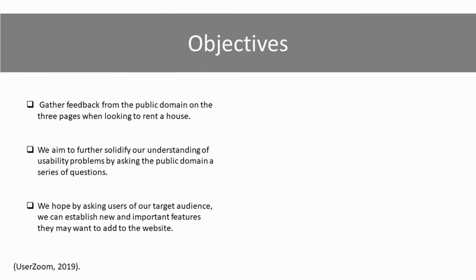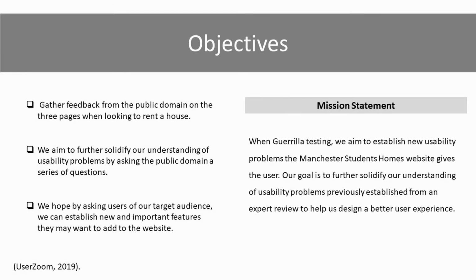When guerrilla testing, we developed a set of objectives. We aim to gather constructive feedback from the public domain on our 3-page scope when looking to rent a house. We also aim to further solidify our understanding of usability problems by asking the public domain a series of questions. We hope by asking users of our target audience, we can establish new and important features they may want to add to the website. From our objectives, we have developed a mission statement to determine the direction of our guerrilla testing. When guerrilla testing, we aim to establish new usability problems the Manchester Student Home website gives the user.